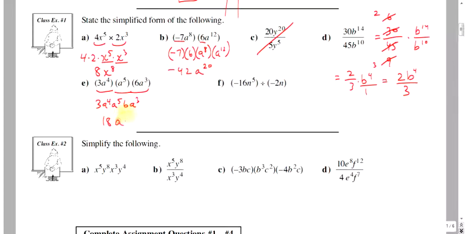3 a's. I don't care if you have 47 of them. It's all the same base. Add the exponents. What's 4 plus 5 plus 3? 12, right?